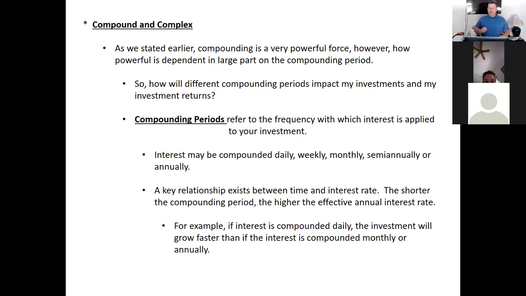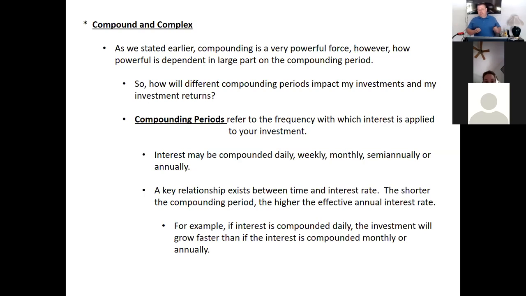Compounding periods just refers to the frequency with which interest is applied to your investment. So for a lot of investments, it's going to be an annual compounding period, an APR, annual percentage rate. But interest could be compounded daily, weekly, monthly, semi-annually, or annually.